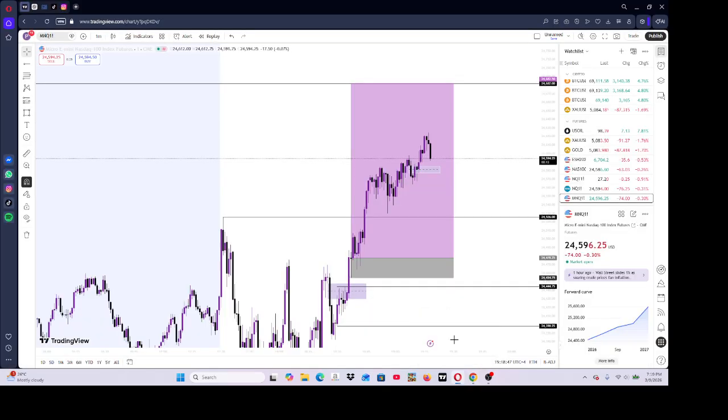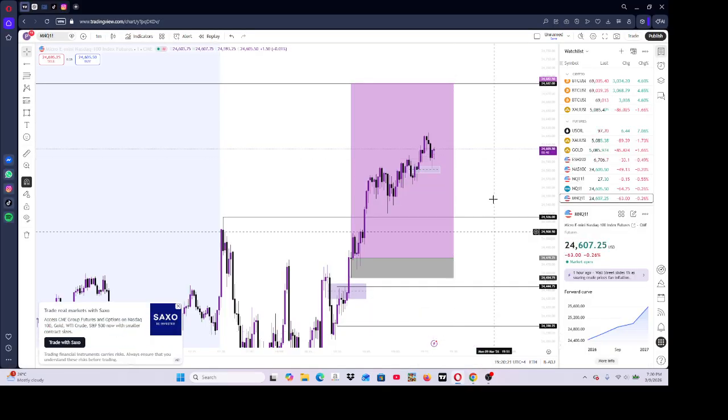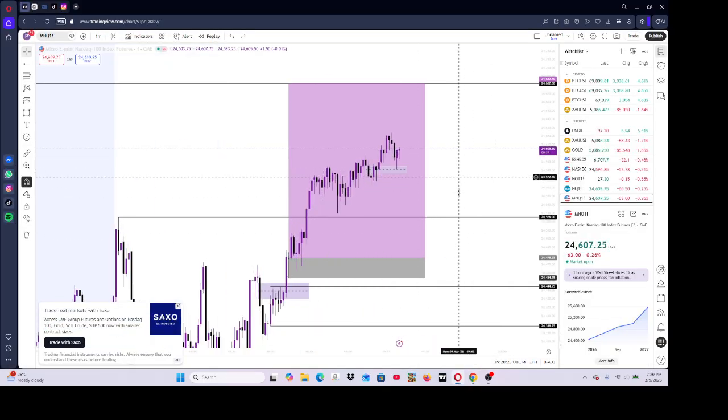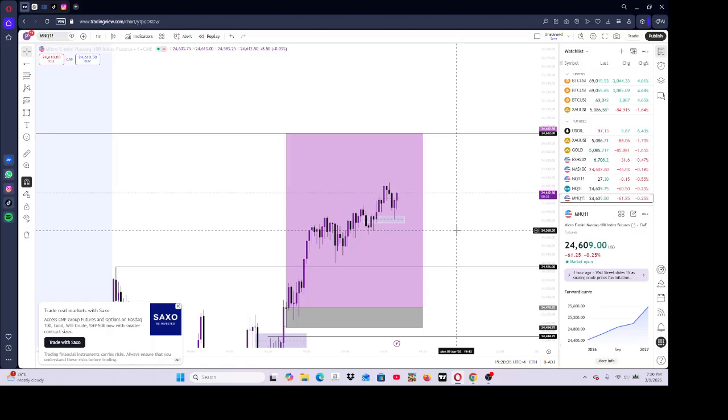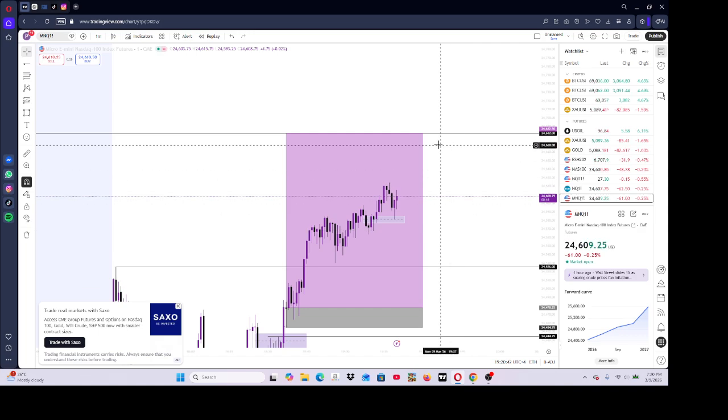Engulf it. Came to this exact zone. Nice. No, don't make a wick. Don't make a wick. It should be pushed higher. Invert that gap. Invert that gap.